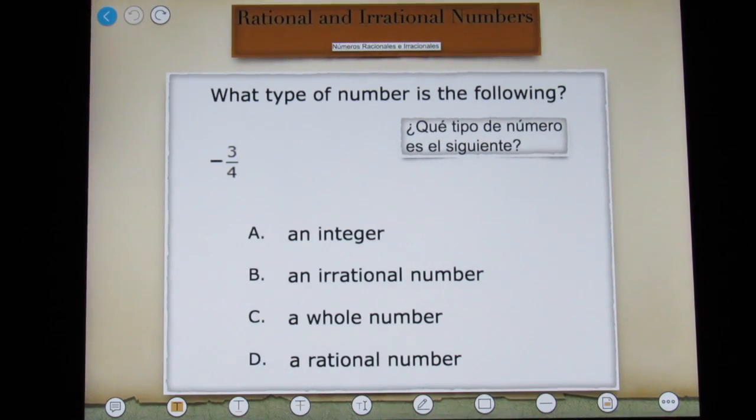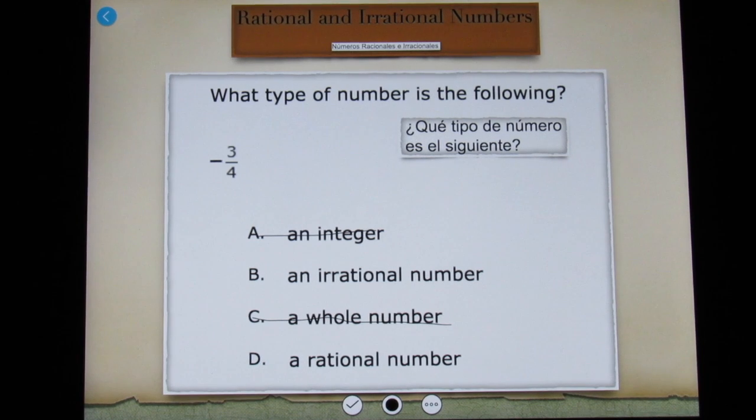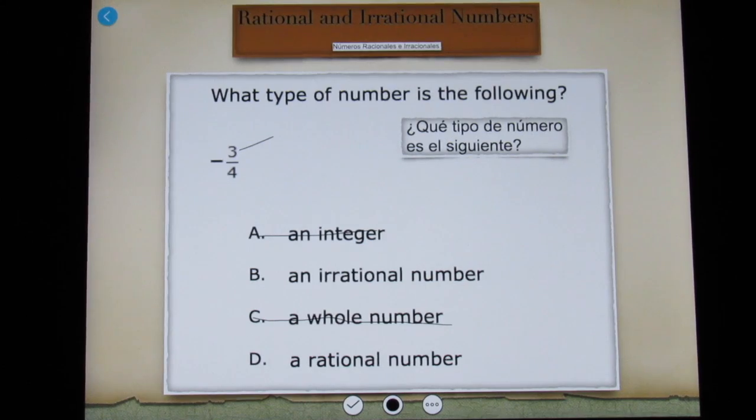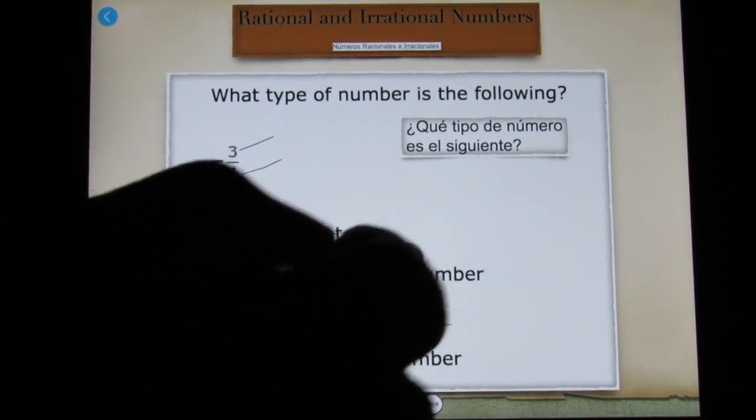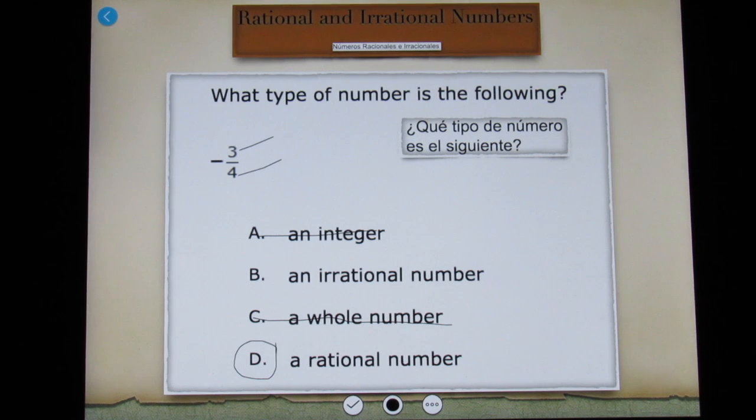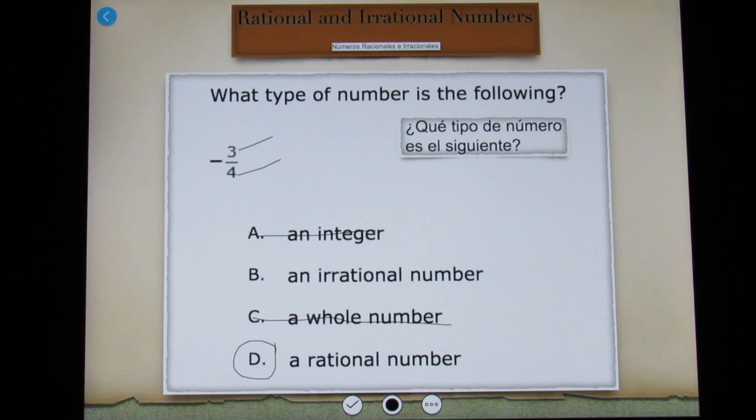They want to know what type of number negative 3/4 is. Well, it's certainly not an integer. And it's certainly not a whole number. I sure hope I can talk all my students into using the strike-through tool when they take big tests. So now I've got to decide if it's rational or irrational. And again, in fractions, if I have a rational number in the numerator and a rational number in the denominator, then the fraction is rational. If there's a pi symbol or a square root of 5 or something in either the numerator or denominator, then it would be irrational.